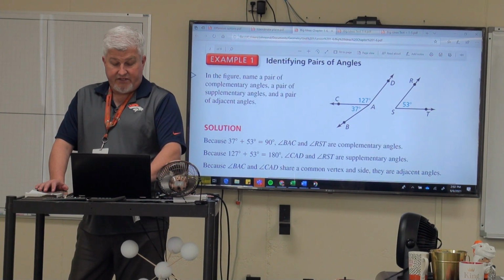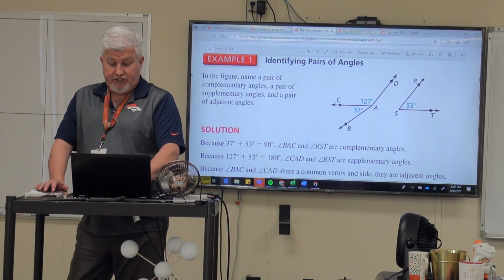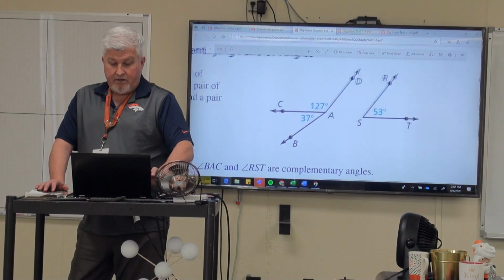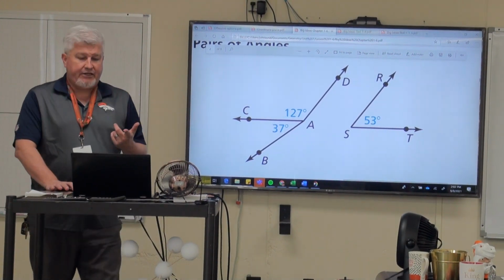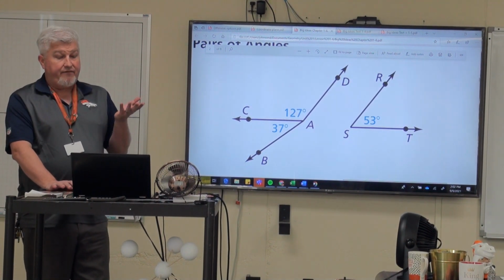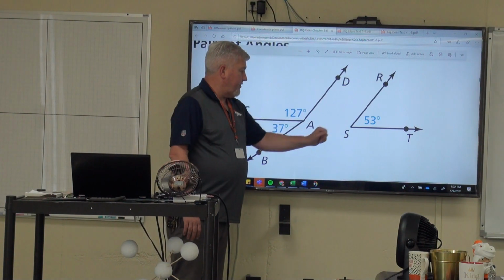All right, so we are identifying pairs of angles. In this example, it says name a pair of complementary angles, a pair of supplementary angles, and a pair of adjacent angles. So we look here. We want a pair of complementary, a pair of supplementary, and a pair of adjacent angles, okay? So we've got these three different angles we're talking about here.